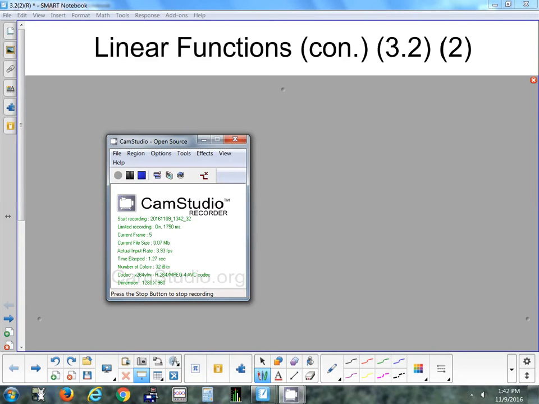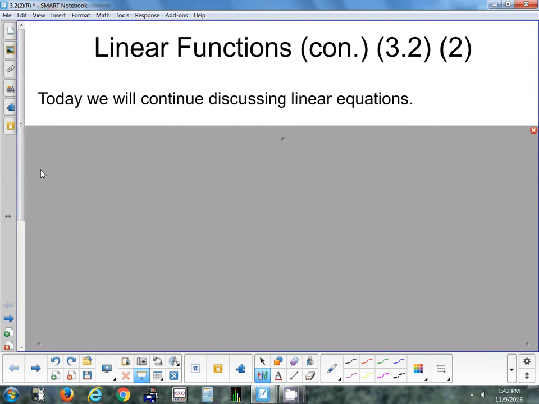Okay, so we're going to continue where we left off in section 3.2, talking about linear functions. Can somebody remind me again what linear means? Line. All right, so on the test, if they ask you to describe whether or not something is linear, you're looking to check if it's a line. If it's a line. Yep.